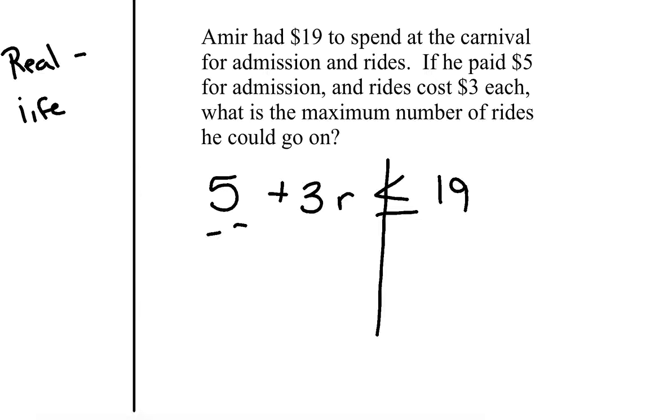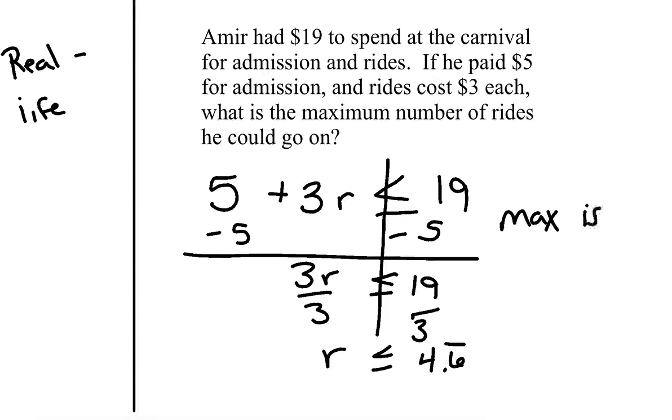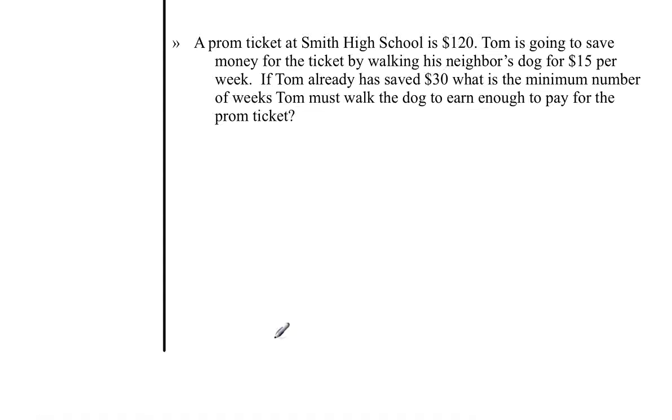So let's subtract. You end up with 3r is less than or equal to 19. Divide by 3. So your rides would have to be less than or equal to about 4.6. I want you to answer what is the maximum number of rides he can go on? The maximum number is 4 rides. Okay, you try this next one and then stop the video, and when you're ready to come back, start it up again.